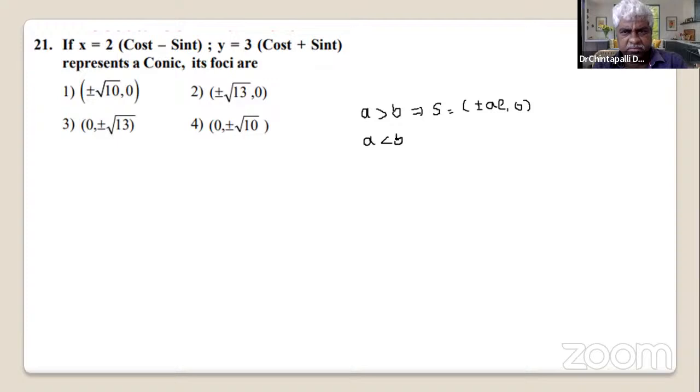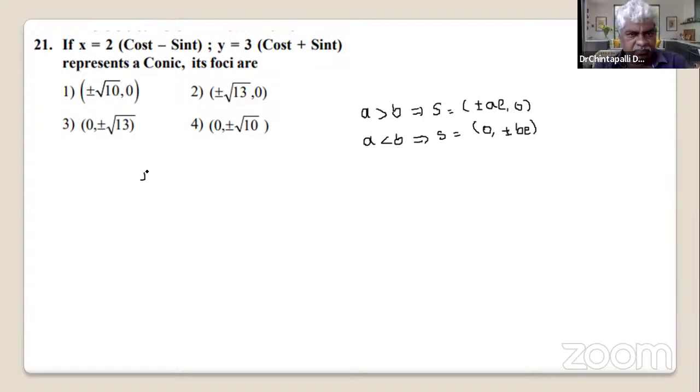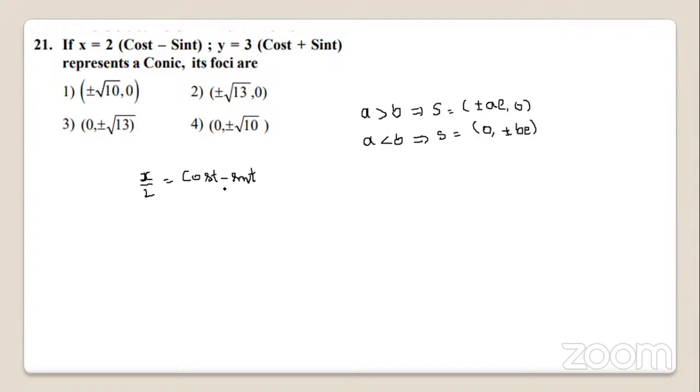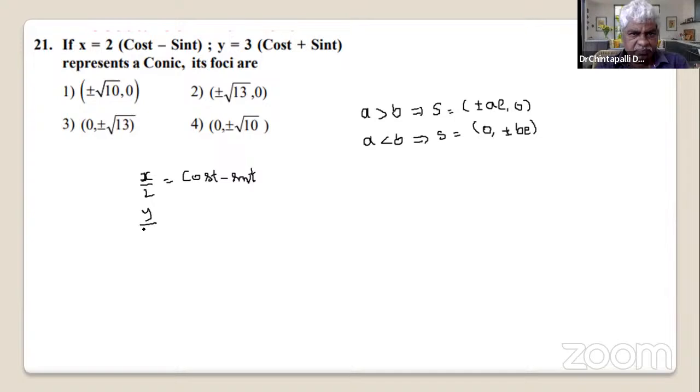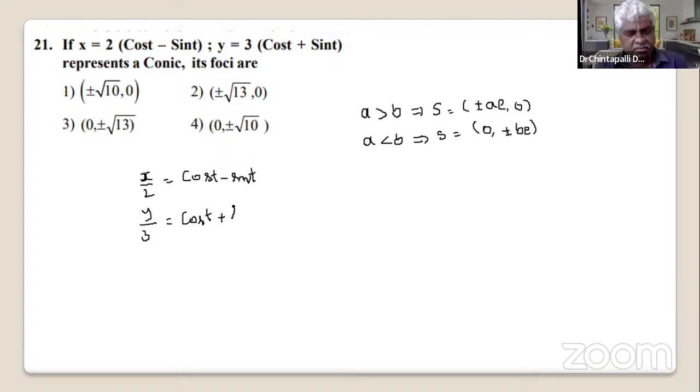If a is less than b, right? See, x by 2 is equal to cos t minus sin t. y by 3 is equal to cos t plus sin t. Squaring and adding on both sides.